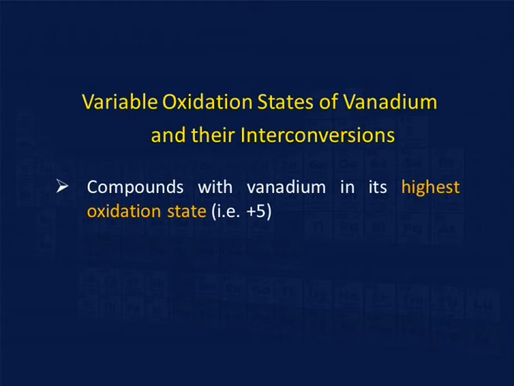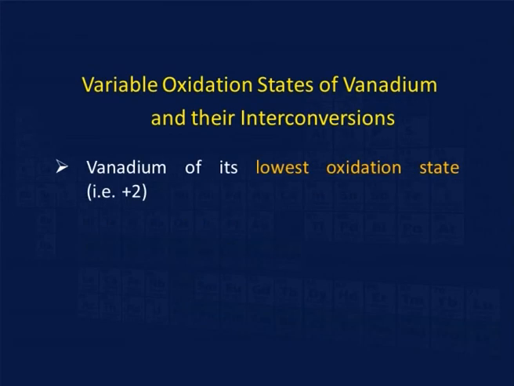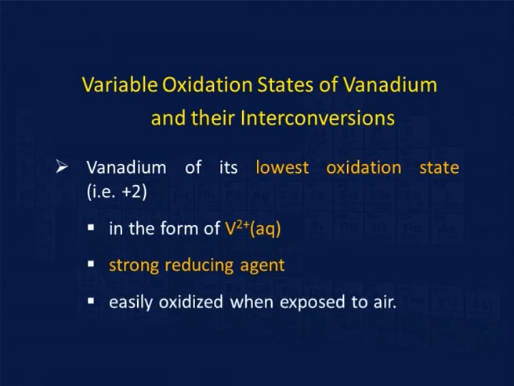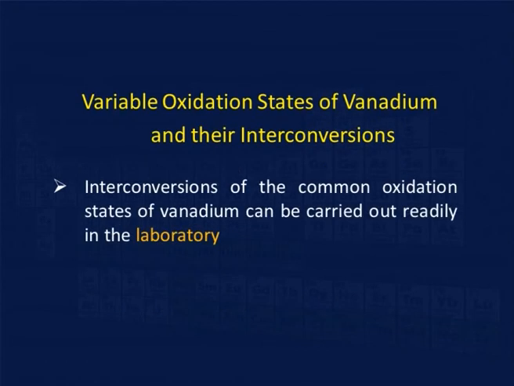Compounds with vanadium in its highest oxidation state, that is +5, are strongly oxidizing agents, and the lowest oxidation state of vanadium is +2, which is of course a strongly reducing agent in nature. It easily oxidizes to a higher oxidation state when exposed to air. Therefore, the interconversion of the common oxidation states of vanadium can be very easily carried out in the laboratory.